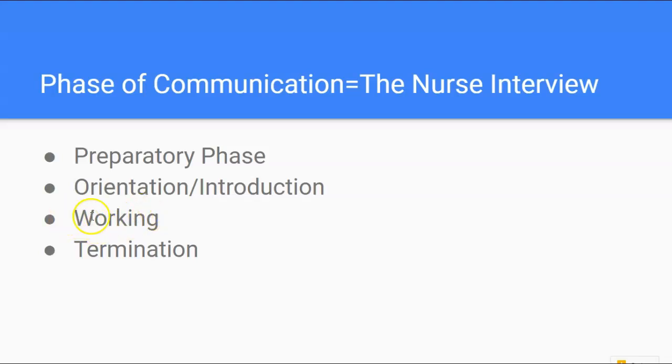The working phase, again, it's that meat and potatoes of communication. So this is where you'll do the bulk of the communicating. This is where you'll collect all your information, but it has to be done in a therapeutic manner. And this is what this whole chapter is about, that working phase, but how do you do it therapeutically? And then the termination phase, again, it's the ending of that communication or that interview or that initial assessment you're performing. So that's what it is.